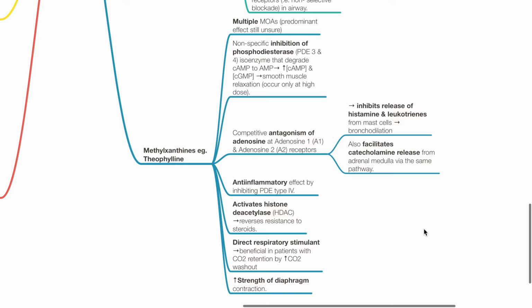Methylxanthines activate histone deacetylase, and this reverses resistance to steroids. Methylxanthines have direct respiratory stimulant effects, which is beneficial in patients with CO2 retention by increasing CO2 washout. Methylxanthines increase the strength of diaphragm contraction.